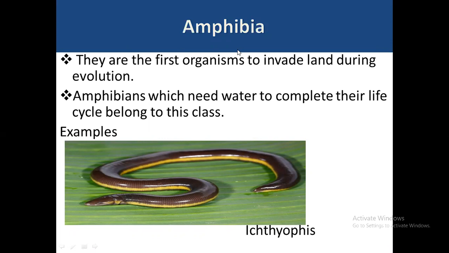Then amphibians. Amphibians means that after the fish, some animals came to our land. They used to live both on land as well as in water. They are the first organisms to invade land during evolution.